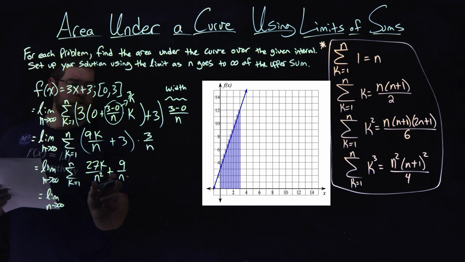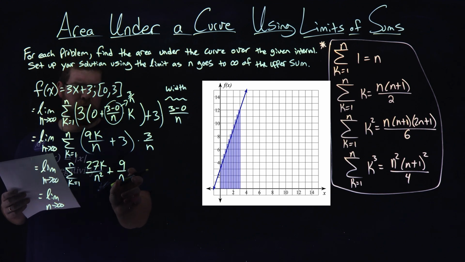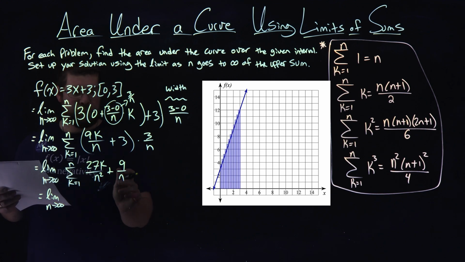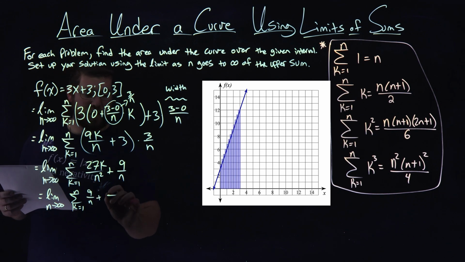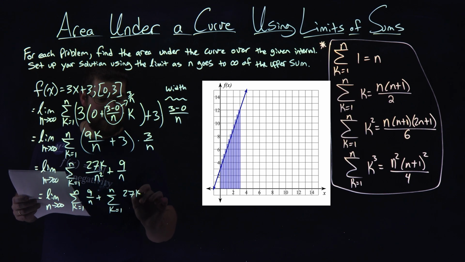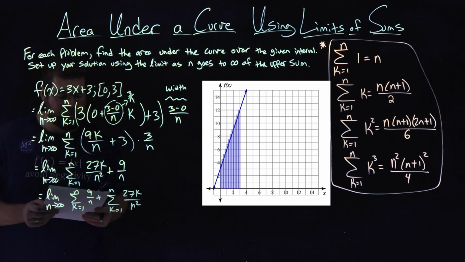I'm going to break this into 2 different sums. And I'm going to reorder it and put the 9 over n first here. So to do that, I have the 9 over n, I'm going to put that one first, the sum k equals 1 to n of 9 over n, plus the sum k equals 1 to n of 27k over n squared.